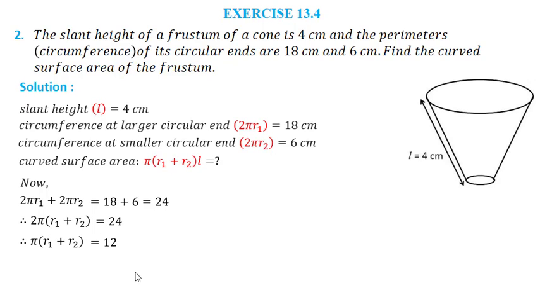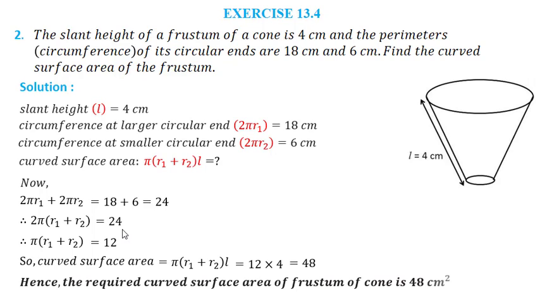So I will say that the curved surface area is pi into r1 plus r2 into L. Here now I have the value of pi r1 plus r2, so I will replace that with 12. So the answer is 12 into 4, that gives me 48. So the required curved surface area of the frustum of cone is 48 centimeter square.